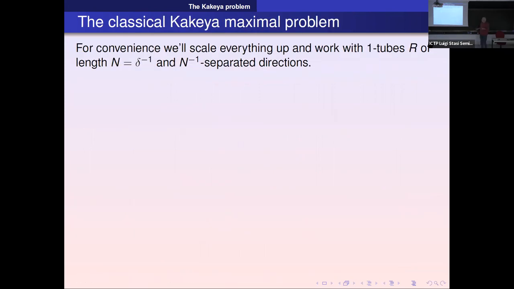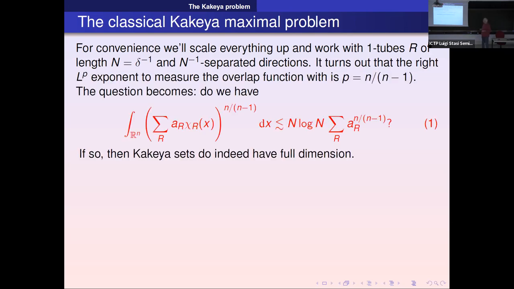Okay, so we'll just change notation and scale everything up and work now with tubes of length n, and unit cross section, and the directions are separated by one over n. So I'll just scale things up, because I prefer to work on big scales rather than small scales. Okay, so the correct exponent, it turns out, to help with this problem is not one or infinity, but the number n over n minus one in between.